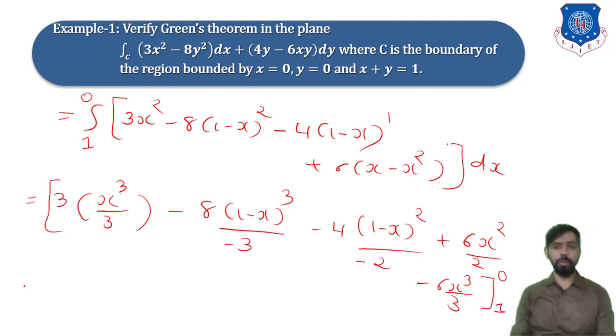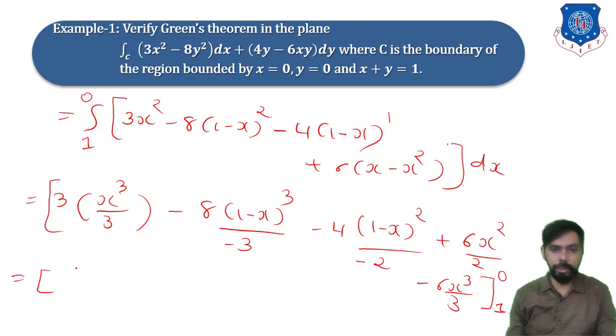Clear? Now here first of all we will replace x by 0. If we replace x by 0, then the first term will be 0. Here minus 8 divided by minus 3, so it will be 8 divided by 3, into 1 cube, so it will be 1. Then 1 minus 0 whole square, so it will be 1 square. Minus 4 divided by minus 2, so it will be plus 2. Then here it will be 0 and this will be 0.